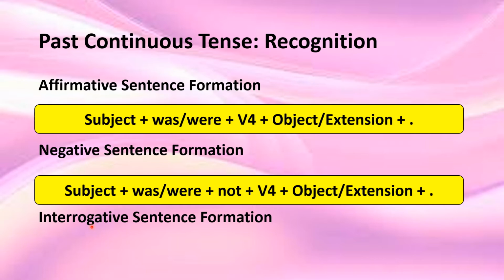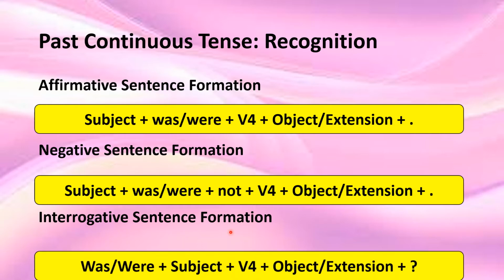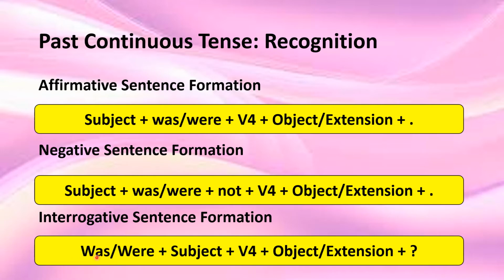Here is the formula for interrogative sentence formation of past continuous tense. Your auxiliary verb is written in the start of the sentence, and then you write your subject, and after the subject you mention your form of the verb, which is the ing or fourth form of the verb, and at the end you mention your object or extension along with the question mark.